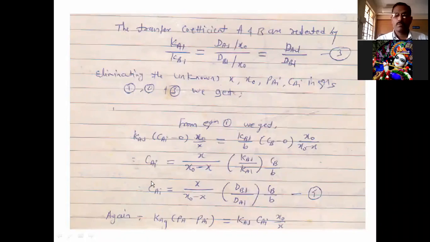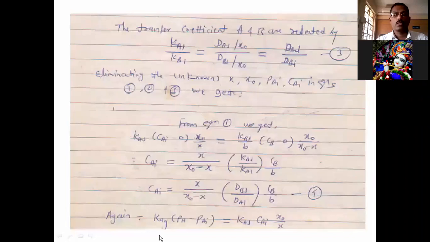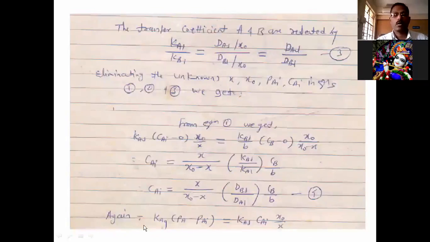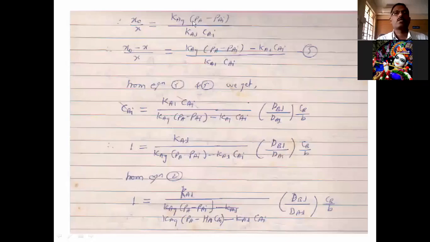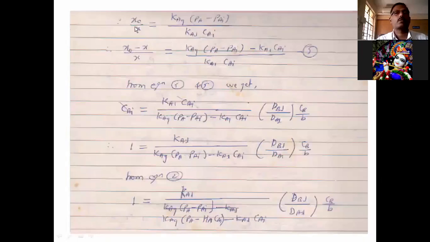So again, the first two equations: minus R_A equals K_G into P_A minus P_AI, and K_L into C_AI minus 0. This equation we consider. So K_G into P_A minus P_AI equals K_L into C_AI into x naught upon x. So from this we calculate x naught upon x: x naught upon x equals K_G into P_A minus P_AI upon K_L into C_AI. So equation 4 is the C_AI value with x upon x naught minus x, and from this we try to calculate from this equation.